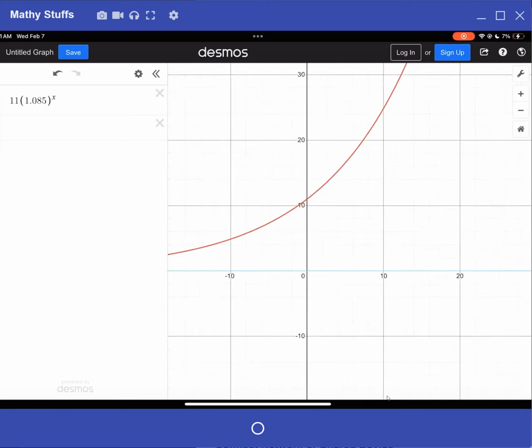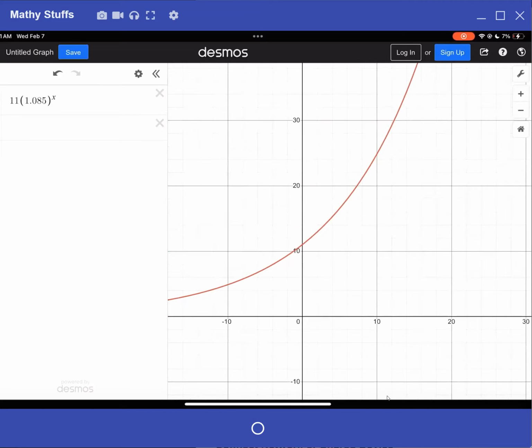Isn't that nice? See, it goes right through 11 right there. So I can use this graph to answer some questions that we're going to do mathematically, but we have to have logarithms first. But I could ask myself, when does the population double? How long does it take for the population to double from 11,000 to 22,000?